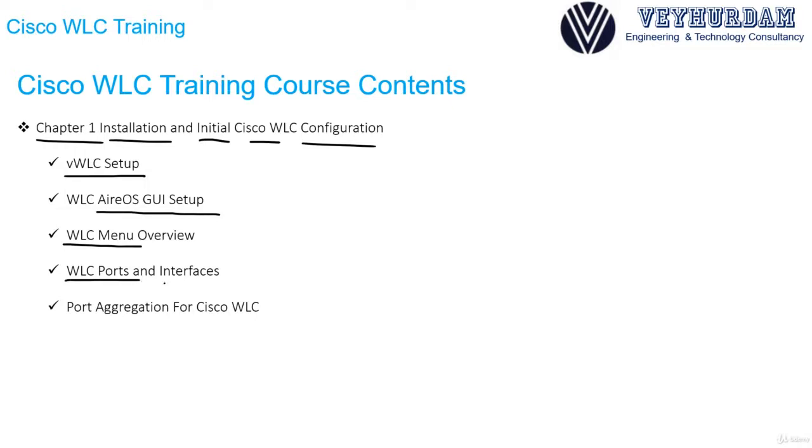WLC ports and interfaces will be dealt with, and why we need those ports, why we have those specific interfaces, and also we will understand port aggregation for Cisco Wireless LAN controller.